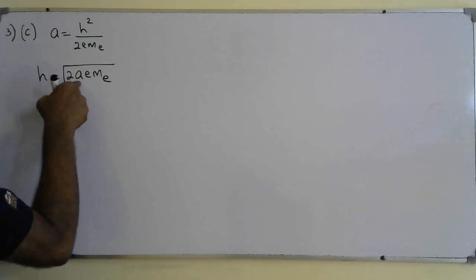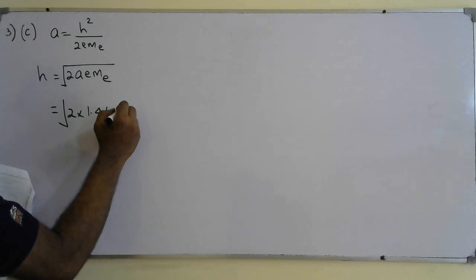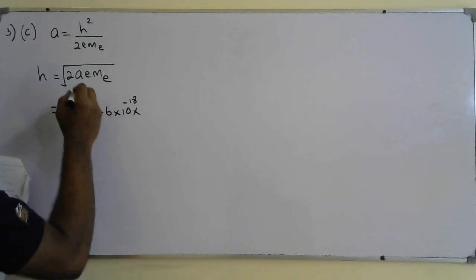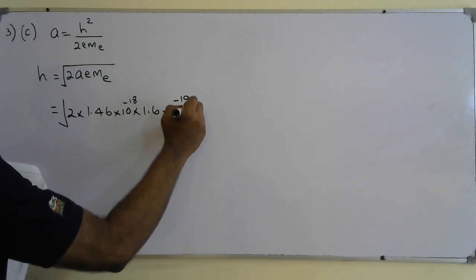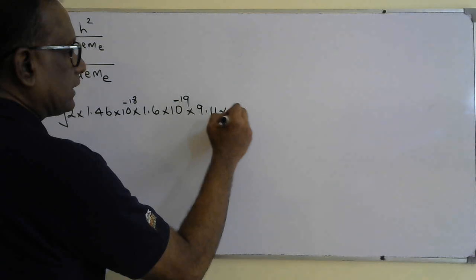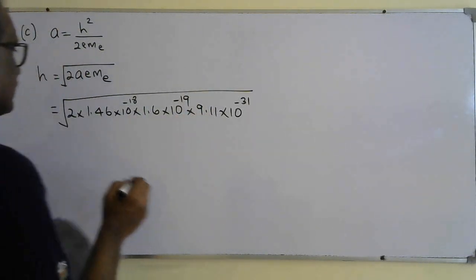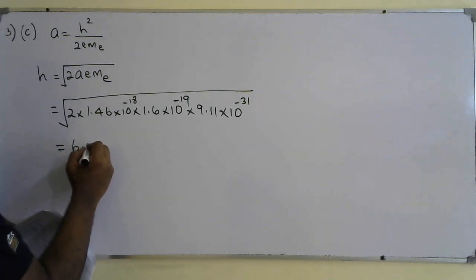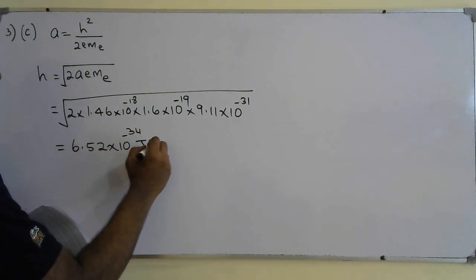2, A is given as 1.46 × 10 to the power minus 18. E is 1.6 × 10 to the power minus 19, given in the data sheet. Me, the mass of the electron, is 9.11 × 10 to the power minus 31 kilograms. Find the square root of it, solve it, and you will get 6.5. To give it in 3 significant figures, 10 to the power minus 34 joule second.